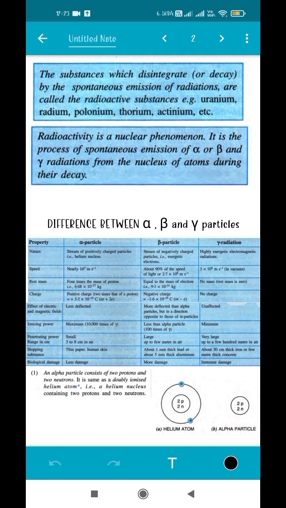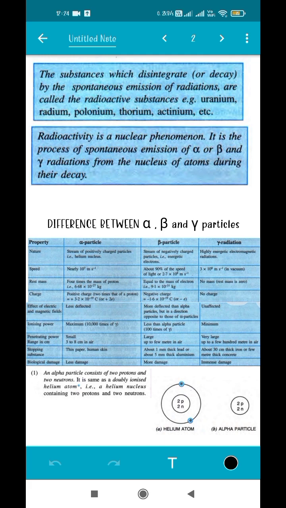So alpha particles are positive, beta particles are negative, and gamma radiation has no charge. The speed of an alpha particle is almost 10 to the power 7 meters per second. For a beta particle, it is almost 2.7 into 10 to the power 8 meters per second, close to that of light. And for gamma radiation, it is equal to the speed of light because it is an electromagnetic wave. So it is 3 into 10 to the power 8 meters per second.